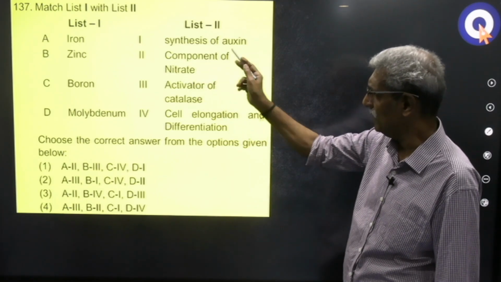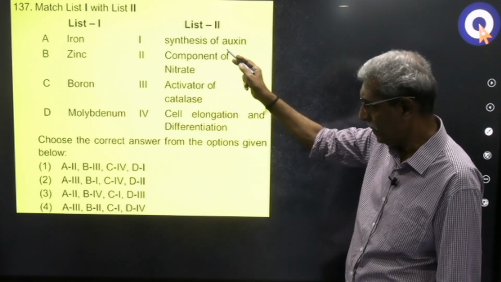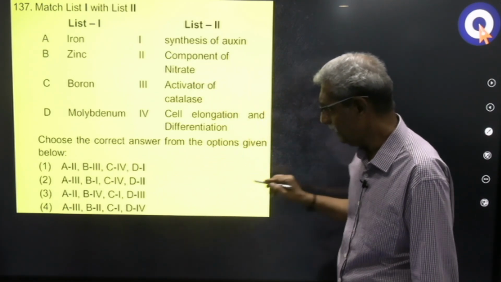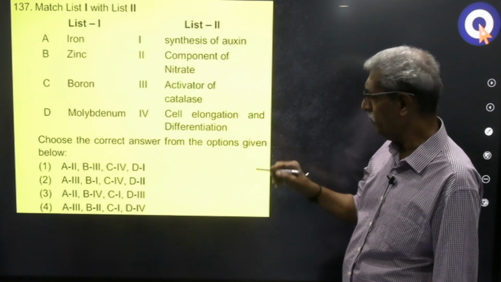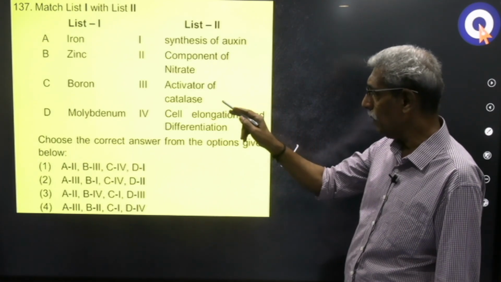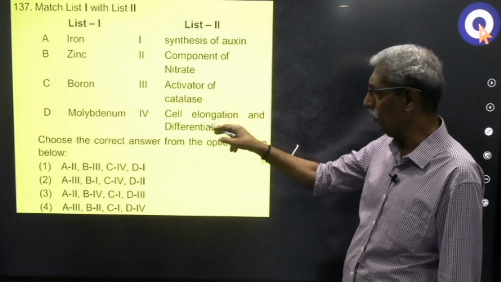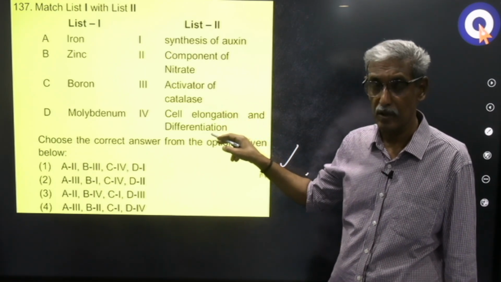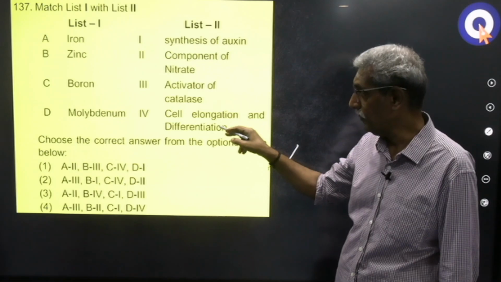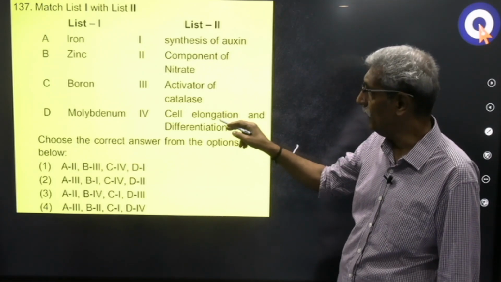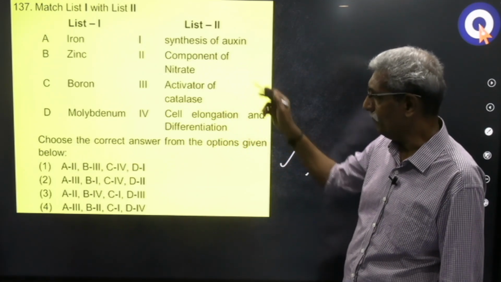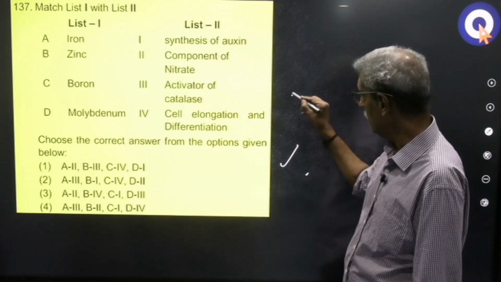Zinc is primarily for the synthesis of amino acids, B1. So you got A3 and B1. Then you got C4. When you take boron, boron is primarily important for cell elongation and differentiation. Remember, boron is also important for germination of the pollen grains. And then you got D, which is primarily molybdenum. So we have what is called option number 2 down here.